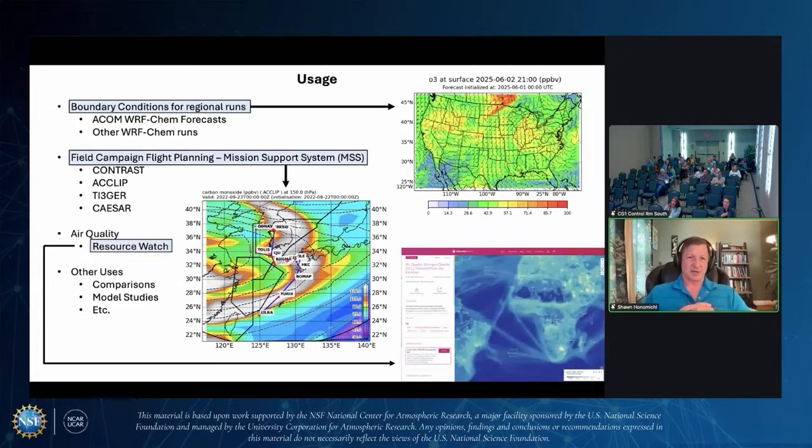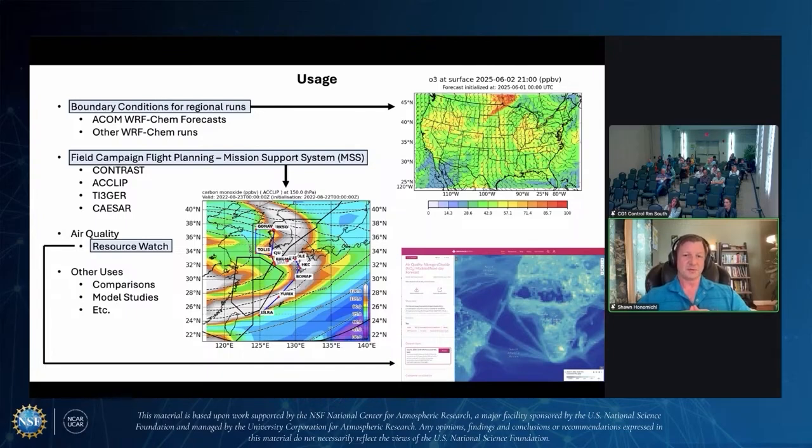And so how these are getting used, one of our primary use cases right now is it gets used pretty heavily as a boundary condition for regional runs. We do this with our own ACOM WRF-Chem forecast that I also run. And there's other people that do this as well with their own WRF-Chem runs.